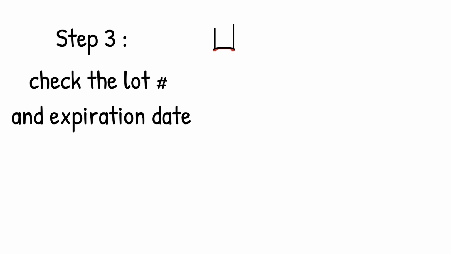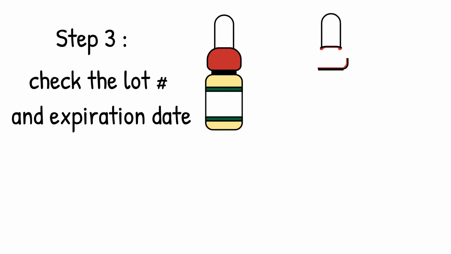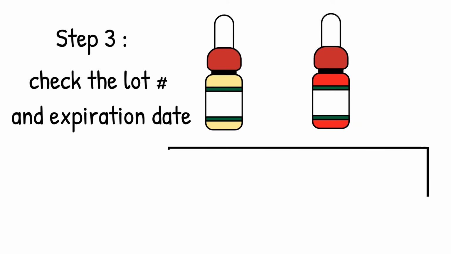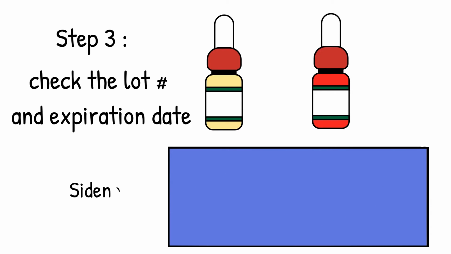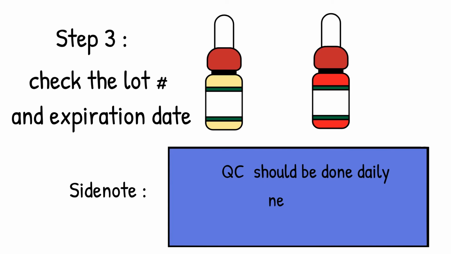Step 3. Check that all the reagents you are using have the correct lot number and that they are not expired. The reagents are to be QC'd daily and with each new lot number and new shipment. Expired or defective reagents can give you false test results. For instance, expired reagents lose their strength and can give you a false negative when the reactivity is actually positive. These lead to the wrong blood type.